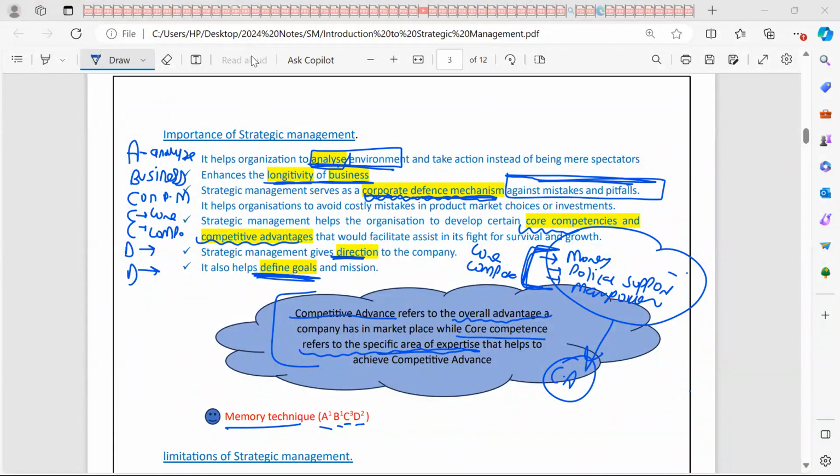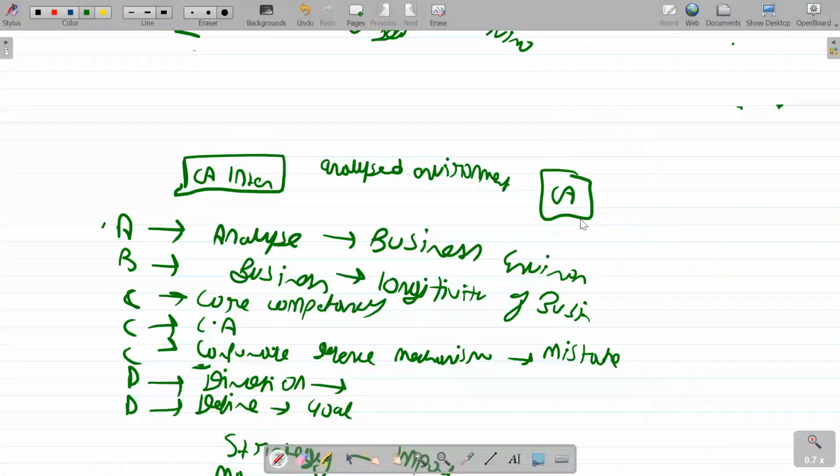I want you guys to participate. Anyone? Ashi, Abdullah, Anjali, Asha, Divyanshi, anyone? You guys can unmute yourself and tell me the full form of ABCD, or tell me the importance of strategic management. This is very important, and I guarantee you that this is going to come in your exam. Okay, I am unmuting you guys. Now you guys can unmute yourself. Hello. Yes. Am I audible? Yeah, you are audible.